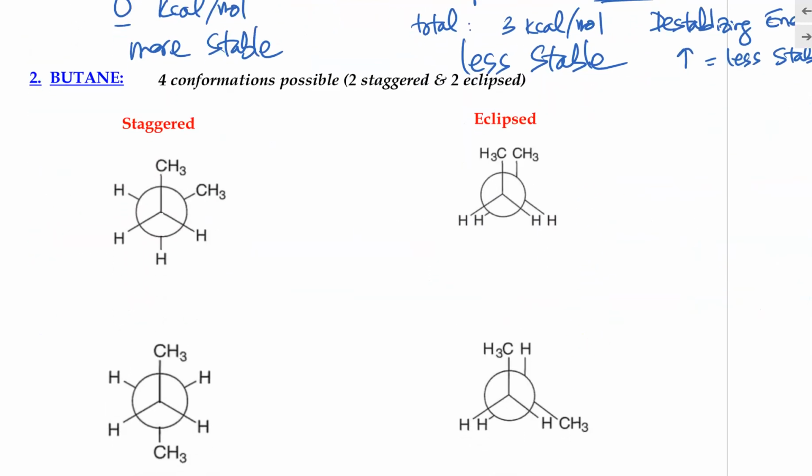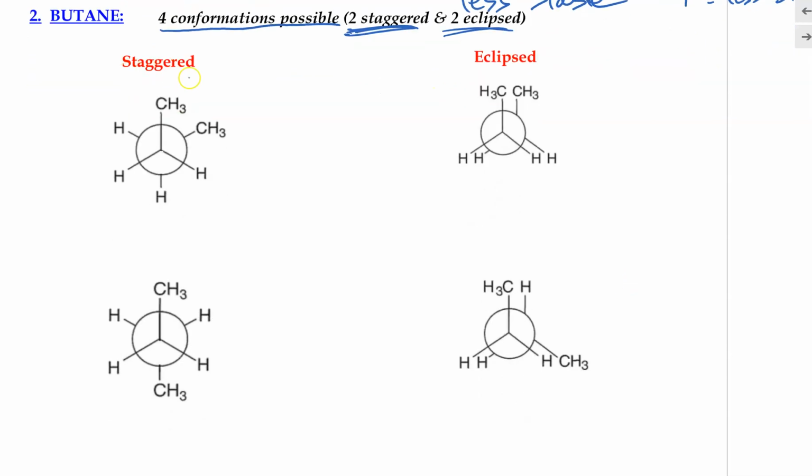And now, let's do conformational analysis of butane. In butane, we will have 4 conformations that are different, that are possible. 2 of them are staggered, and then 2 of them are eclipsed. And here they are. So here are the 2 staggered conformations.